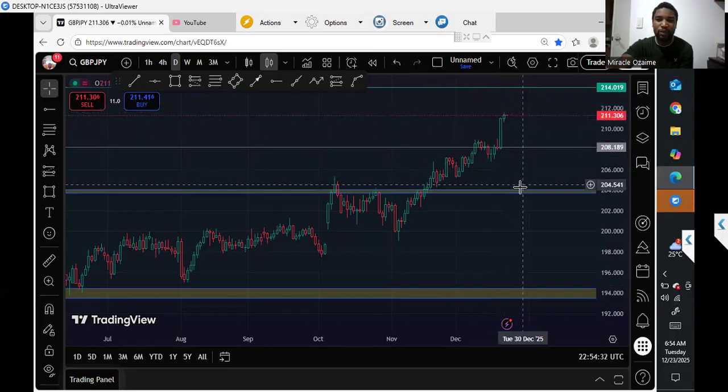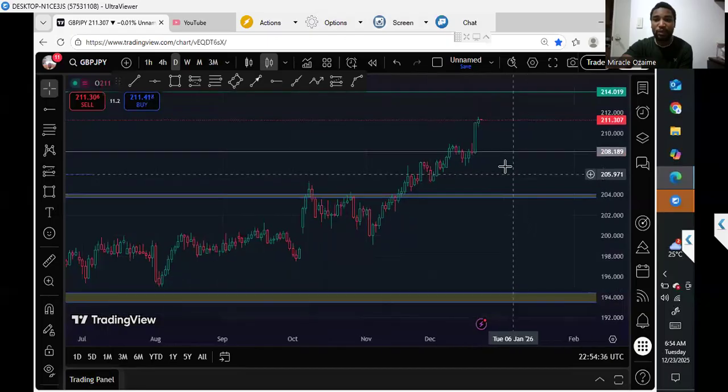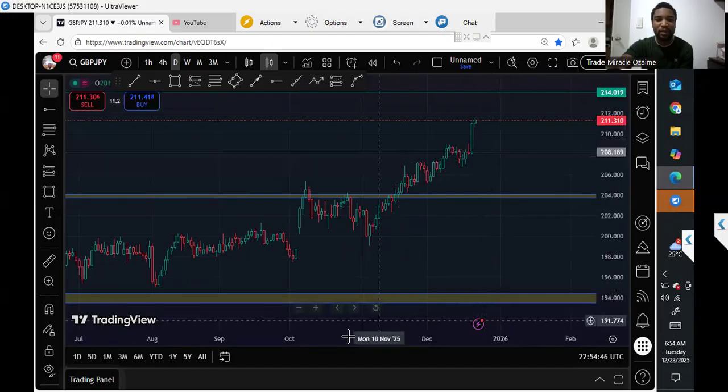So I will just wait on this pair. I'm not going to place a trade on this pair. I will just wait for a significant correction back to this level. If I see a significant correction back to this level, then I'm going to be placing a trade for a buy. So that's the end of my analysis for this week.